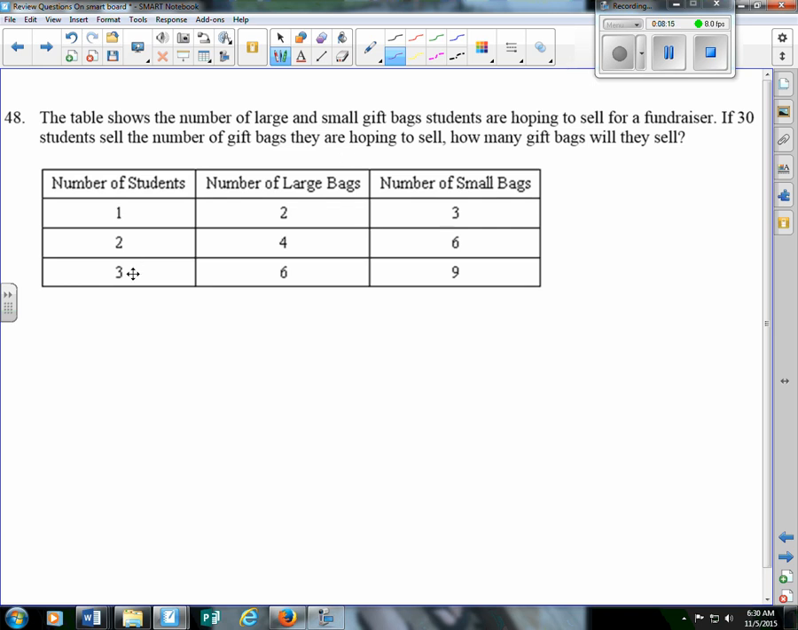So you have to look at this problem and you say, okay, number of students is going to be over here. Then we have 2 large and 3 small. So the ratio right now is 2 to 3. I'm just going to write that down.